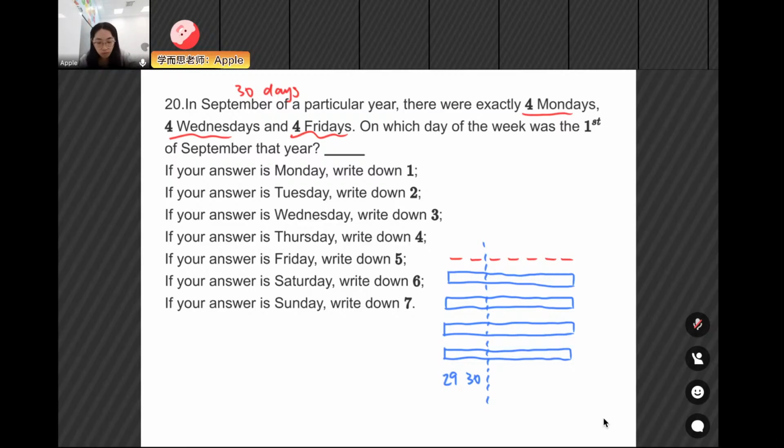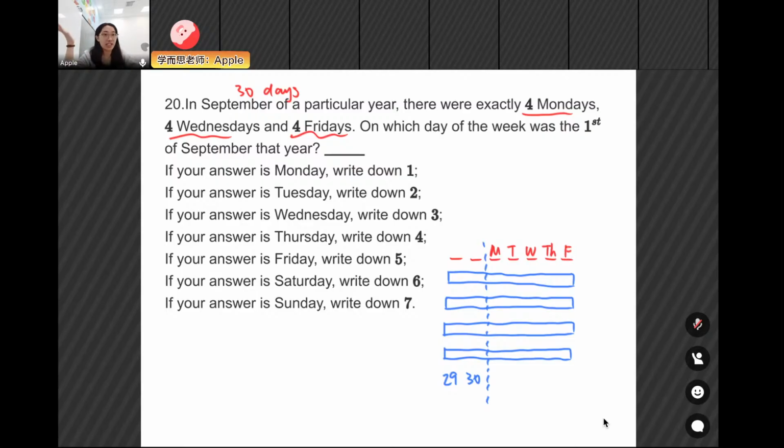Do you know how come I draw a dotted line in the middle here? I try to separate it into 2 parts. On the left side, for all these days, you can see it 5 times. But on the right side, for all these days, you can only see it 4 times. So where should we put a Monday? Monday, Tuesday, Wednesday, Thursday, Friday. So here, I must put them on the right side, right? So here, you can write it down. Monday, Tuesday, Wednesday, Thursday, Friday.